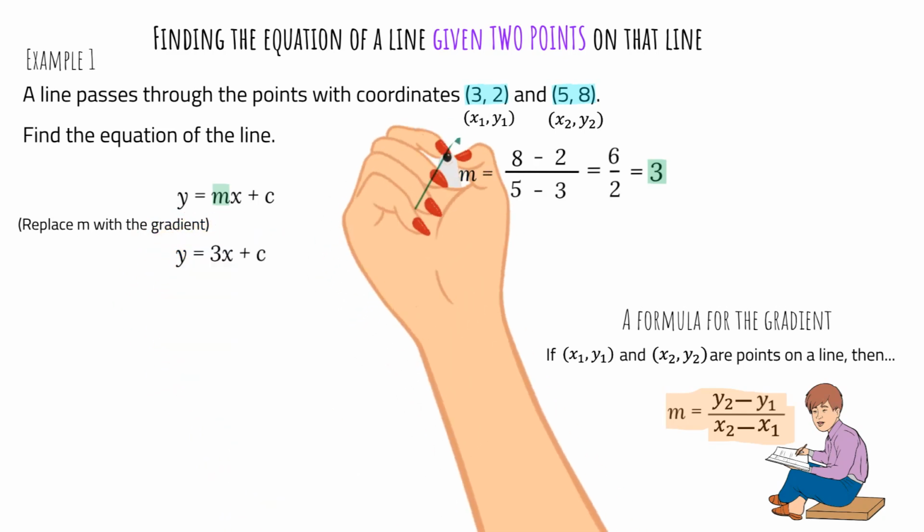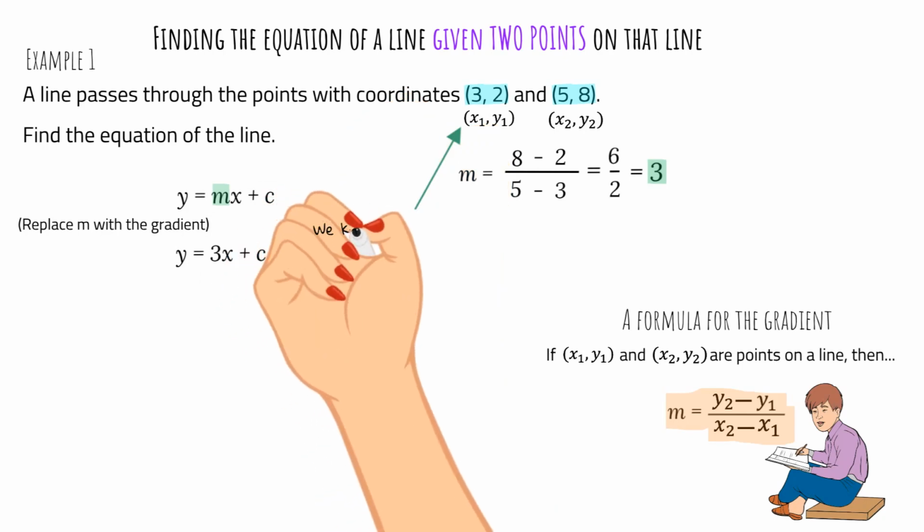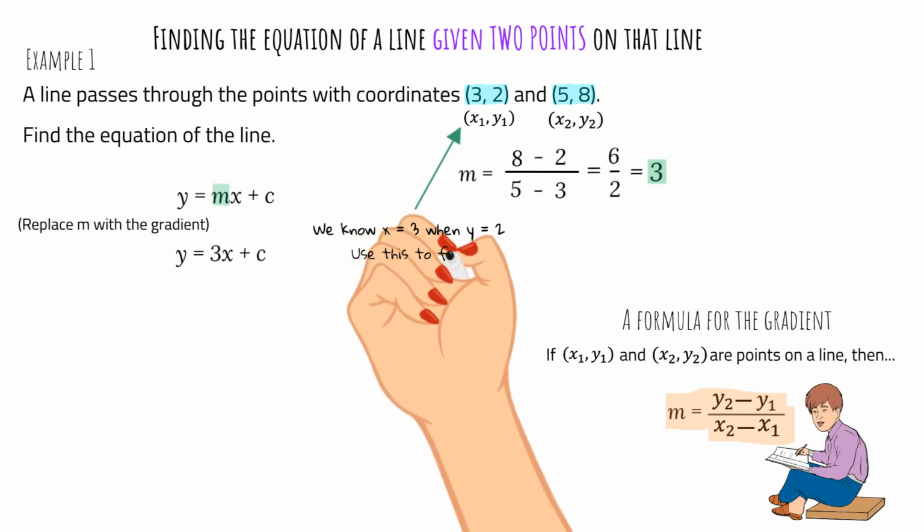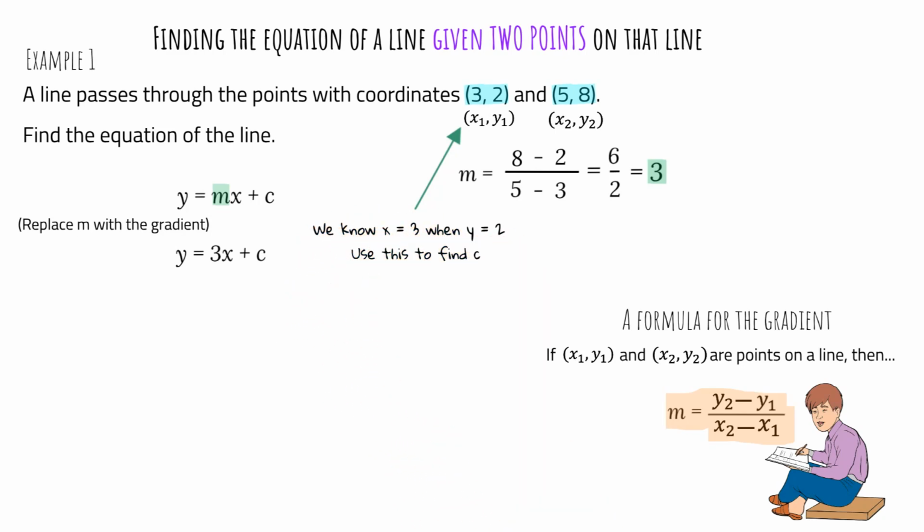Now I'm going to look at one of my coordinates, and we know x is equal to 3 when y is 2. So I'm going to use this to find c. You could have used the (5, 8) coordinate. It's really up to you. I like to pick the coordinates with smaller numbers.